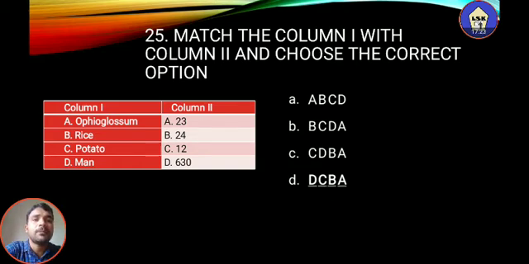The answer is option D. That means Ophioglossum has the highest chromosome number, that is 1260. So the haploid chromosome number is 630. And rice has 12 haploid chromosomes, so diploid is 24. Potato has 24, that means 48. Man has 23 in gametes, 46 in meiocytes. So option D is the right answer to question number 25.